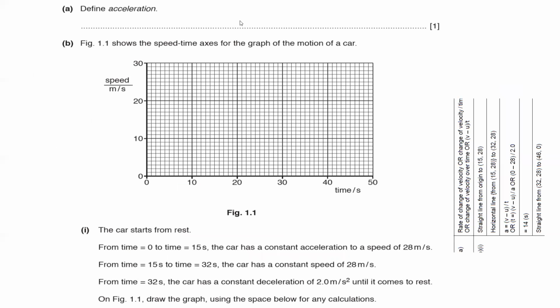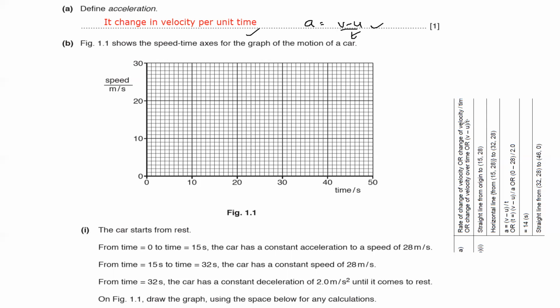Next question is about acceleration and completing a graph. So first thing, define acceleration. So how do we define acceleration? It is change in the velocity per unit time. So you can also say rate of change of velocity, or the change in velocity in a unit time, or even you can write a formula that it is v minus u divided by t. So any one of them scores the mark.